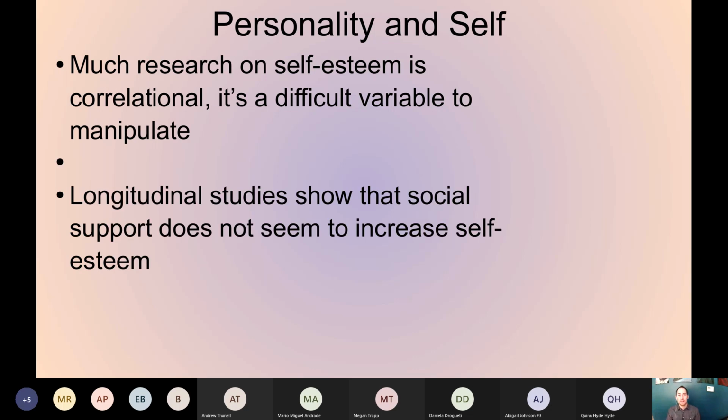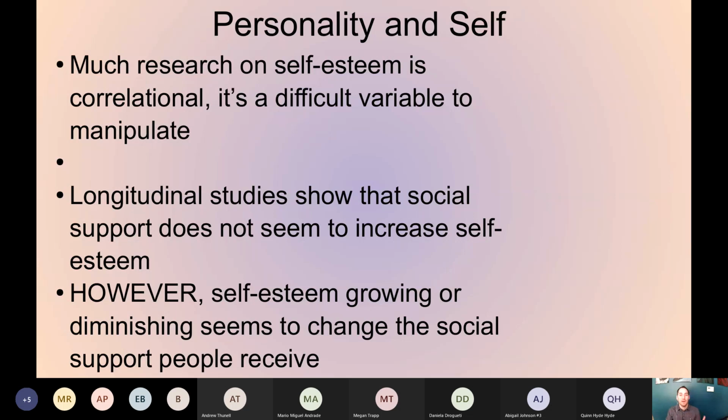But longitudinal studies can give us some causal data, and they do show that social support doesn't seem to increase self-esteem. It's an interesting phenomenon. We might think that just adding on extra social supports might lead to more self-esteem. But in reality, when we see children with higher self-esteem, they tend to change their own social environments and more people come to them essentially.